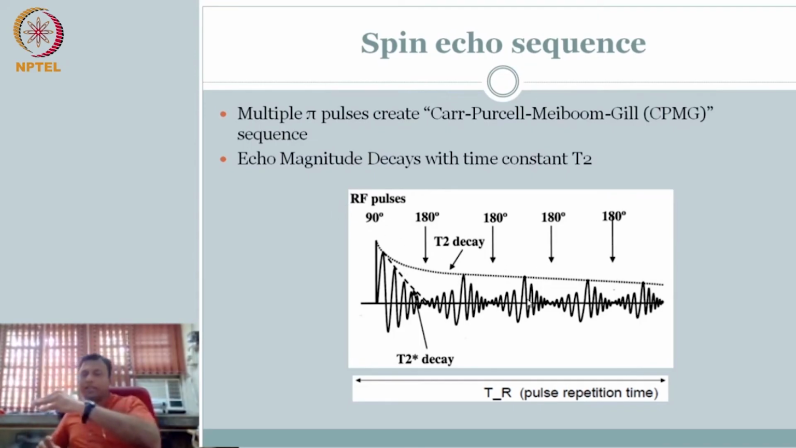Remember, it is all decaying. You are flipping it left, right, 180 degrees. But then this is decaying and the MZ is trying to increase with its time constant T1, right? So this is your time to repeat, the pulse repetition time.